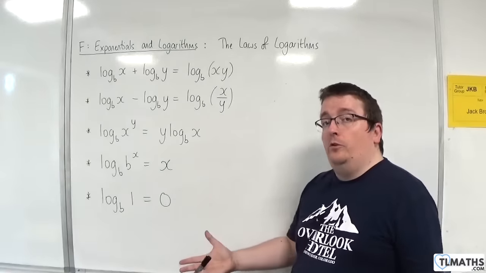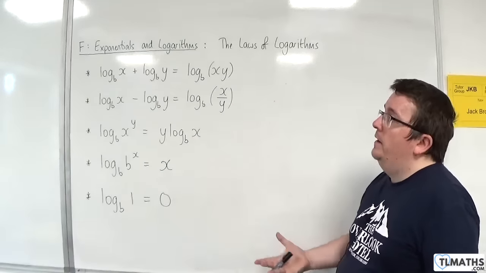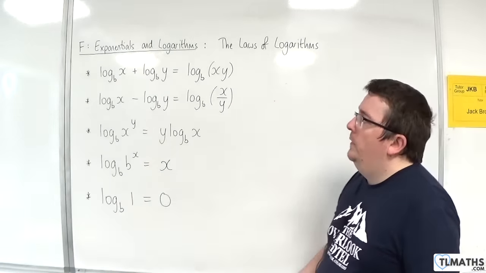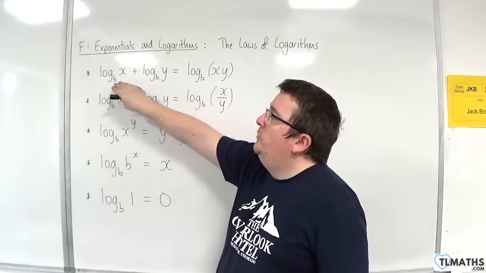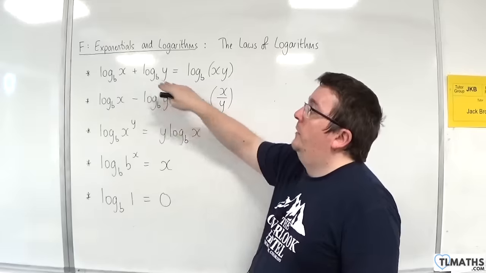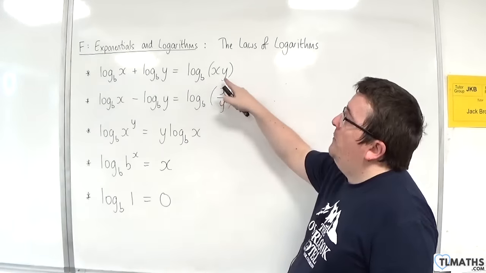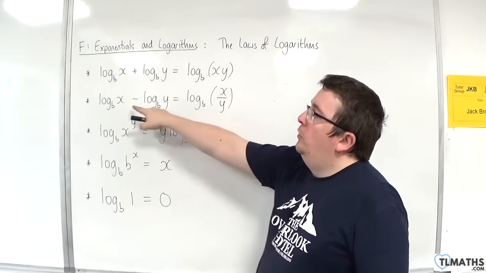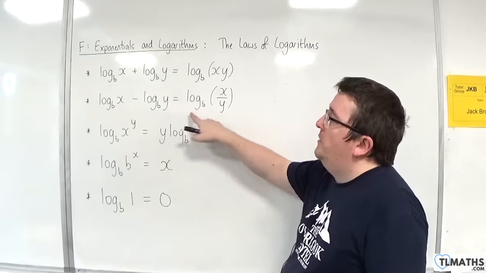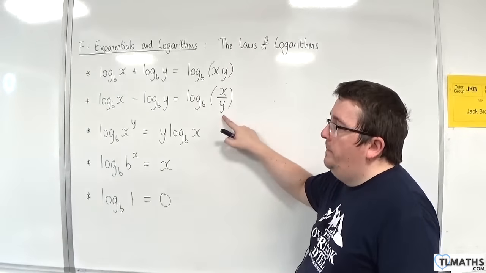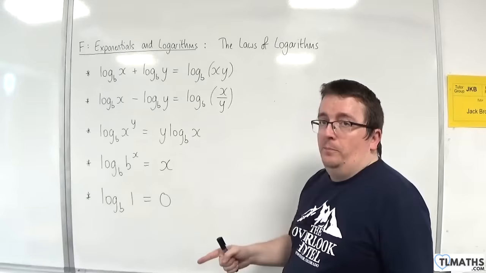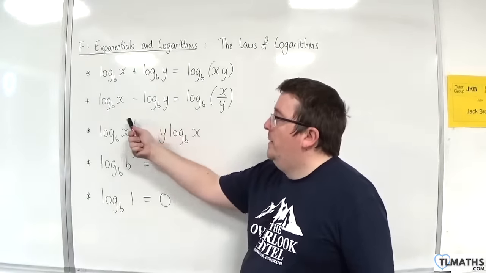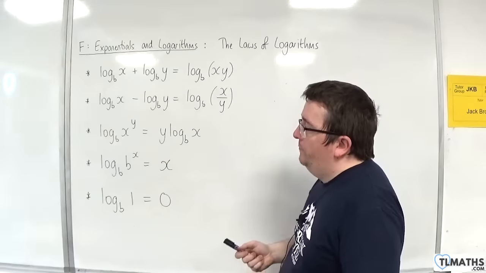So you should know how to use and apply the laws of logarithms. So here we've got the base number b is the same, allowing you to write that log base b of x plus log base b of y is log base b of x times y. Log base b of x take away log base b of y is log base b of x over y. Log base b of x to the y is y log base b of x, so you can bring that power down to the front of the logarithm.